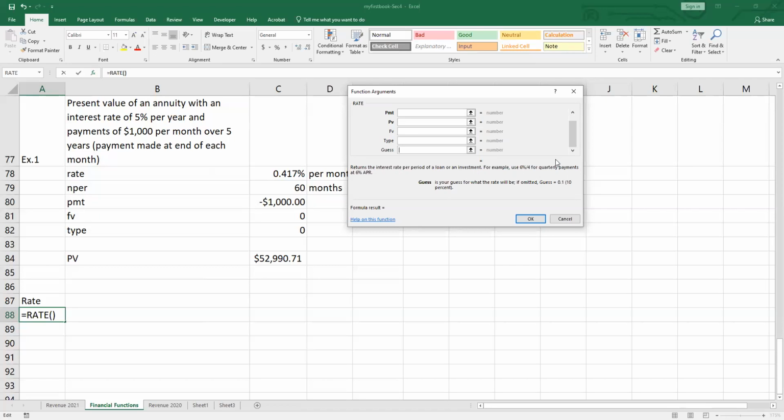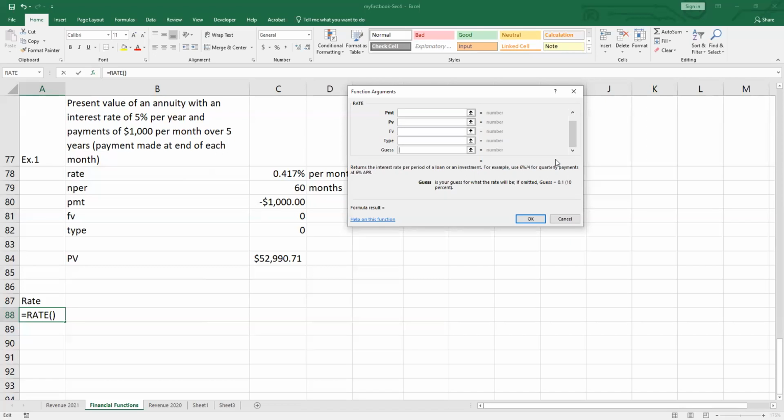That's why, if you have any information, for example, if you know that approximately it should be around 2% per year, just give it first. But if it's wrong, no problem. Excel will try to find the correct rate finally. But it will try the value that you give it as a guess first.